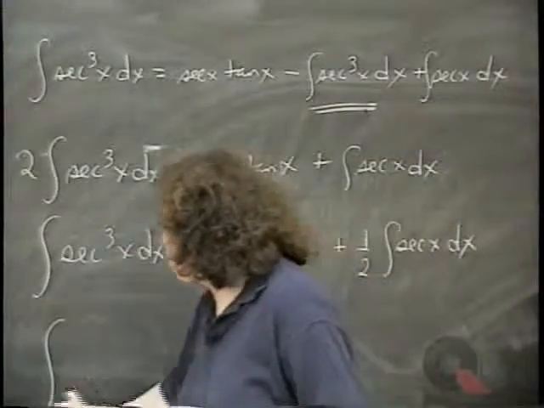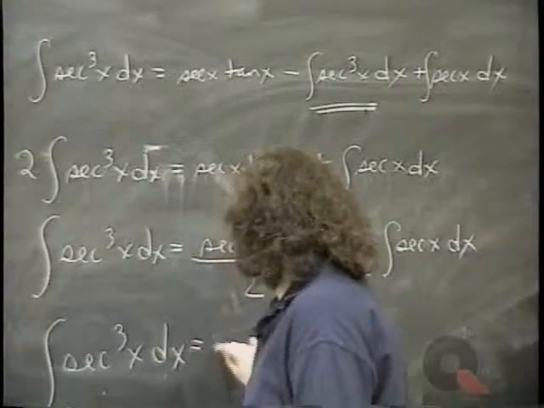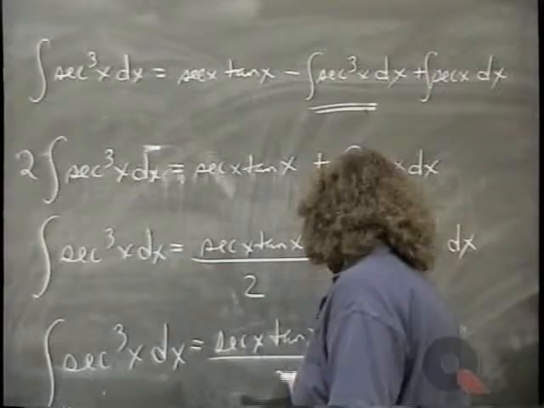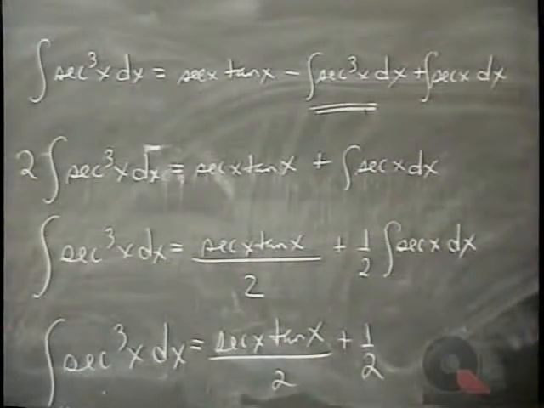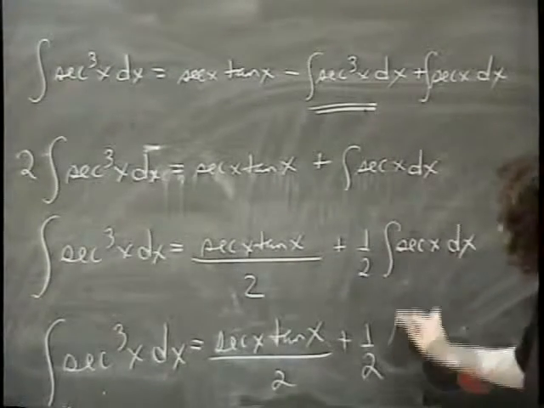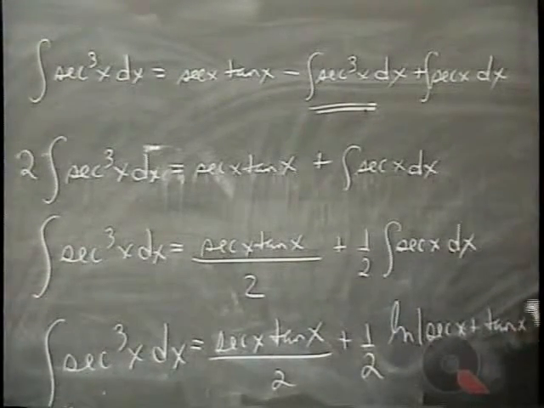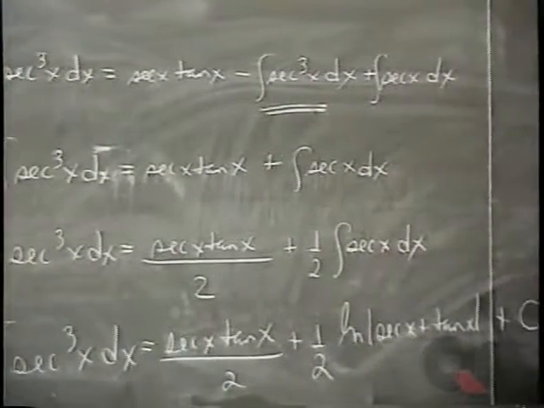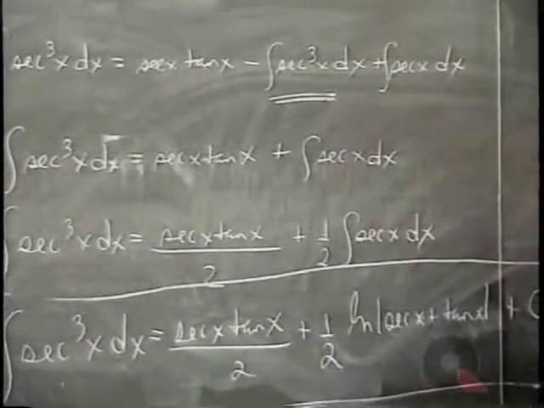Okay, so to finish this up, the integral of secant cubed x dx is secant x tangent x over 2, plus 1/2. Now, the integral of secant x is ln of the absolute value of secant x plus tan x, and then at the end of the problem plus c. So here we have the answer to the problem.